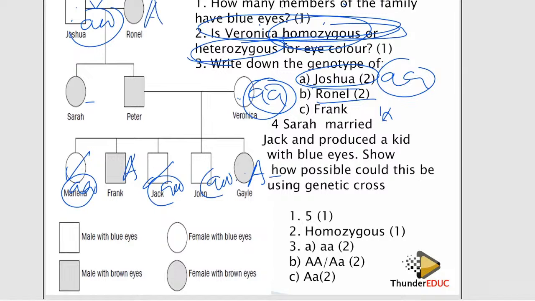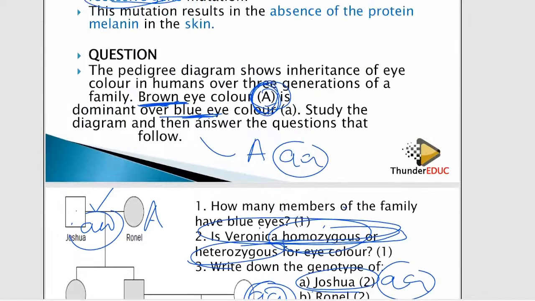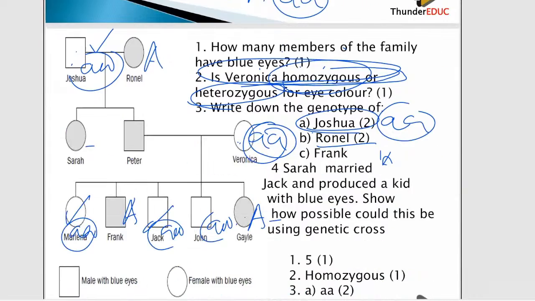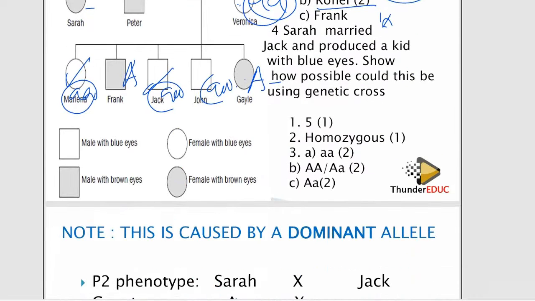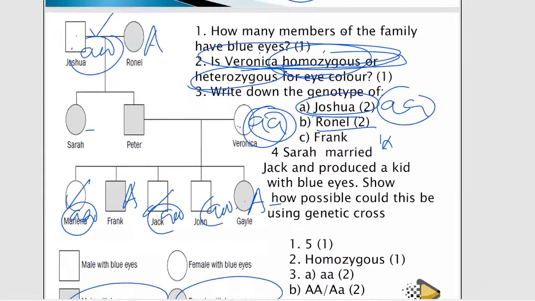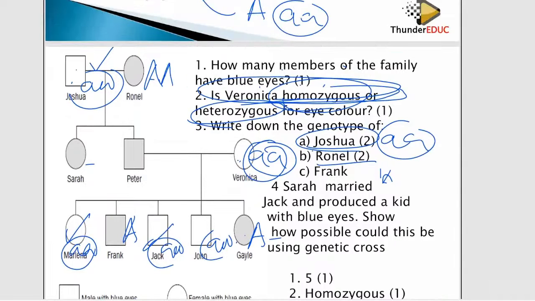Remember, Ronel must have a capital letter because we said that brown eye is dominant, and we came back here and said that the ones which are shaded are brown eyes. So Ronel can be either capital A, capital A, or capital A, small a. I see. So we can't determine Ronel unless we have one kid who is not shaded.